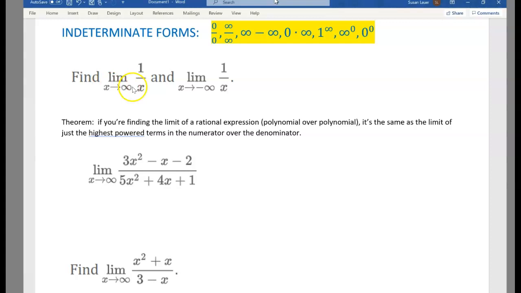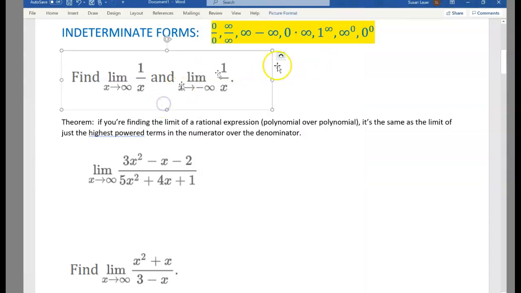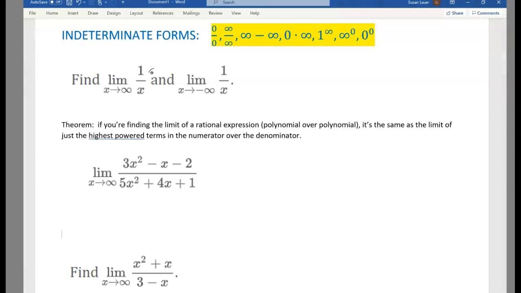Now, the limit as x goes to infinity of 1 over x, we just talked about that, looked at the calculator for a second, and said that both of those limits are 0. So those are important to know. This one equals 0, and this one equals 0. Now, the theorem says that if you're finding the limit of rational expressions, you can just get rid of everything except the highest powers. So you can get rid of these. The limits are the same. It does not say the functions are still the same. It says the limits will be the same as we go to infinity. So infinity is important. So if we reduce this, we end up with 3/5. So our limit is 3/5.